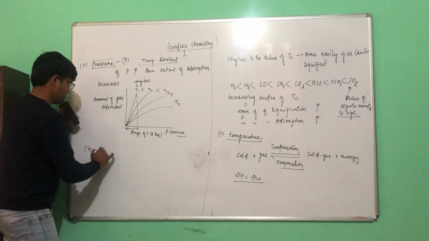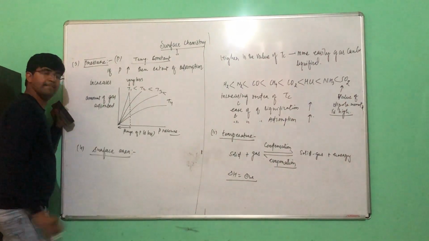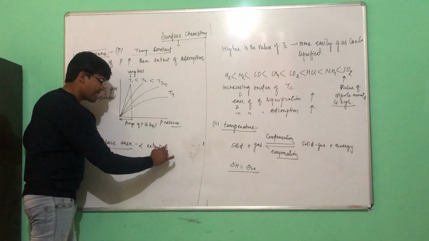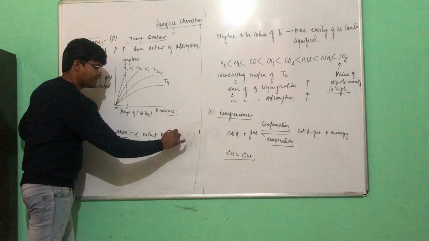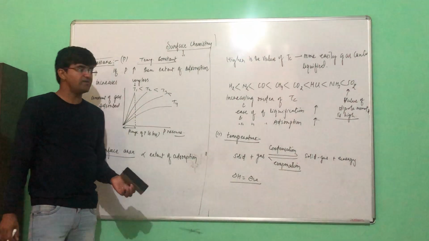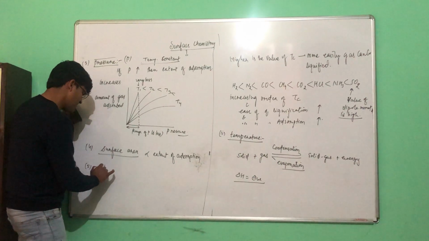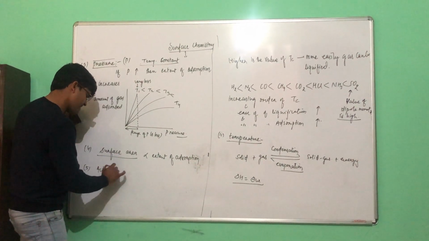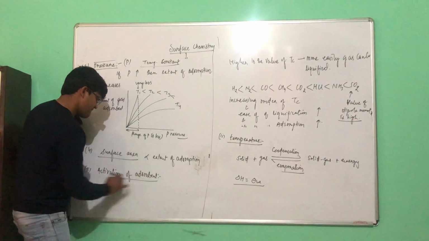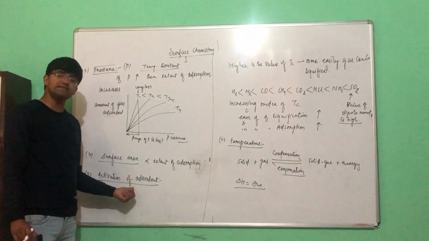Now fourth, surface area. Surface area is directly proportional to the extent of adsorption. We can say the higher the surface area, the more the extent of adsorption. Fifth, activation of adsorbent. Activation of adsorbent means if the adsorbent is activated, then the extent of adsorption increases.